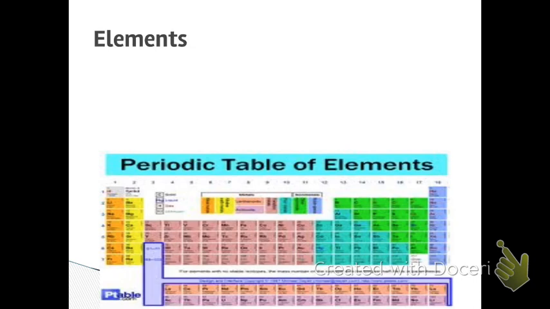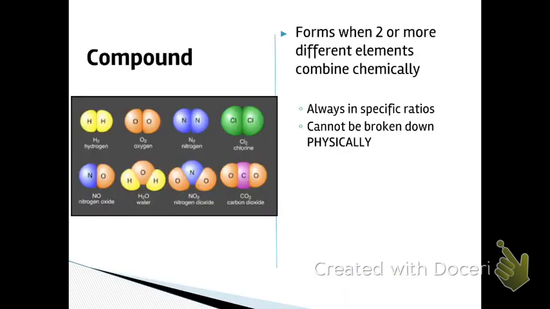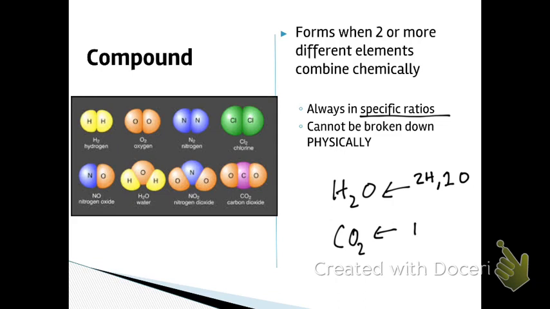So the most basic form are elements. So atoms can make up elements, and elements cannot be broken down further, and they're found in the periodic table. Well, if you put multiple elements together and they combine chemically, or bond chemically, we form what are called compounds. Some of the most common compounds are water or carbon dioxide. And in this case, they're always in a definite ratio, a specific ratio. For example, in water, H2O, for every 2 hydrogen atoms, you always have 1 oxygen atom. Or in carbon dioxide, for every 1 carbon atom, there are always 2 oxygens.